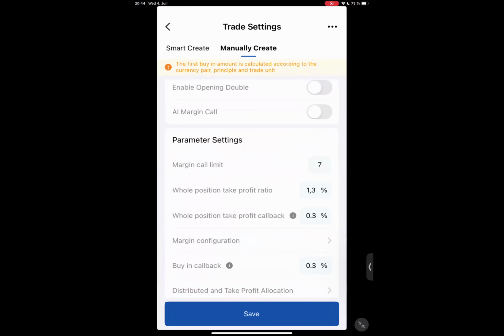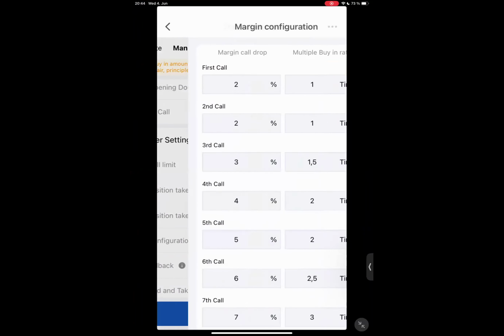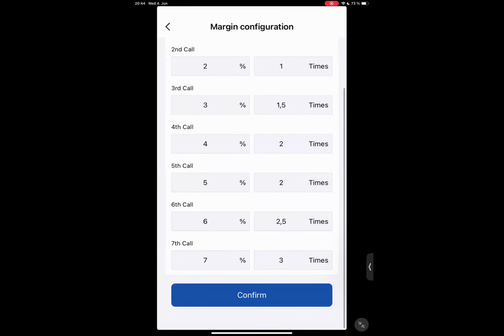All right, so I changed the take profit to 1.3. He never gave settings on the whole position take profit callback and the buying callback. So I'm going to leave it on 0.3. Now, what matters is the margin configuration.